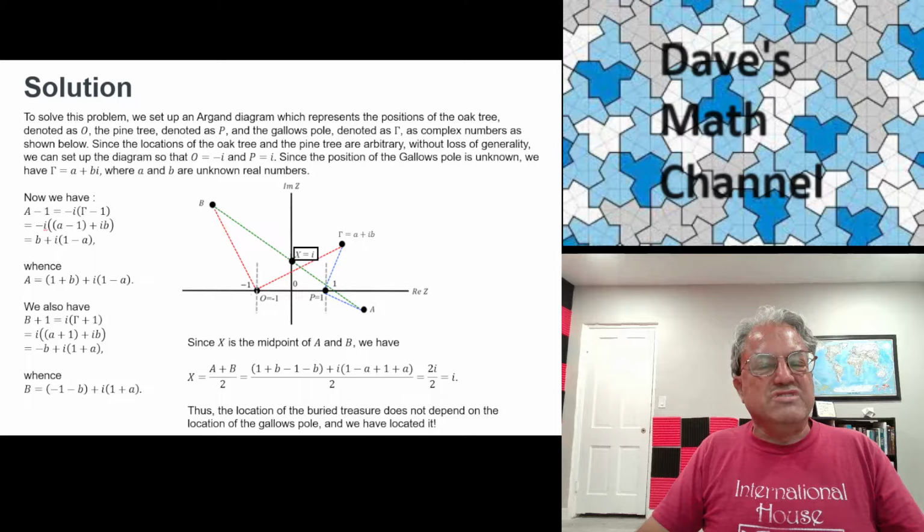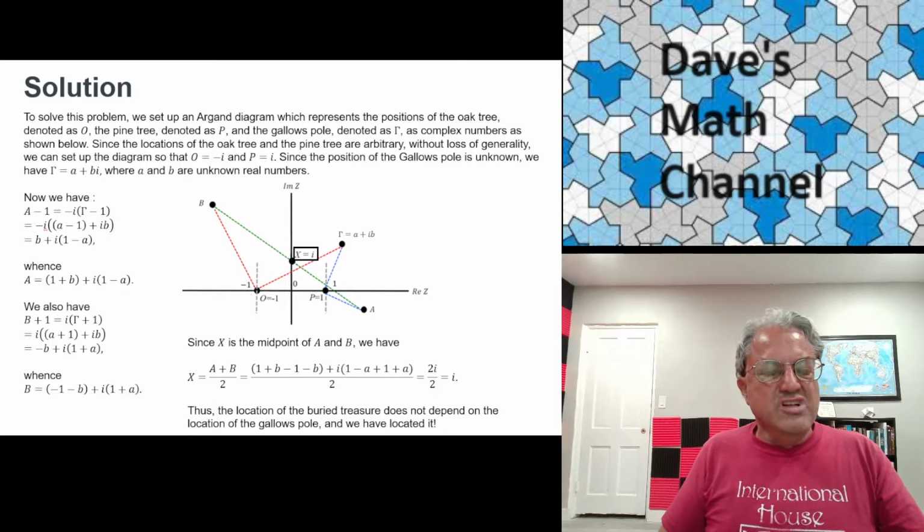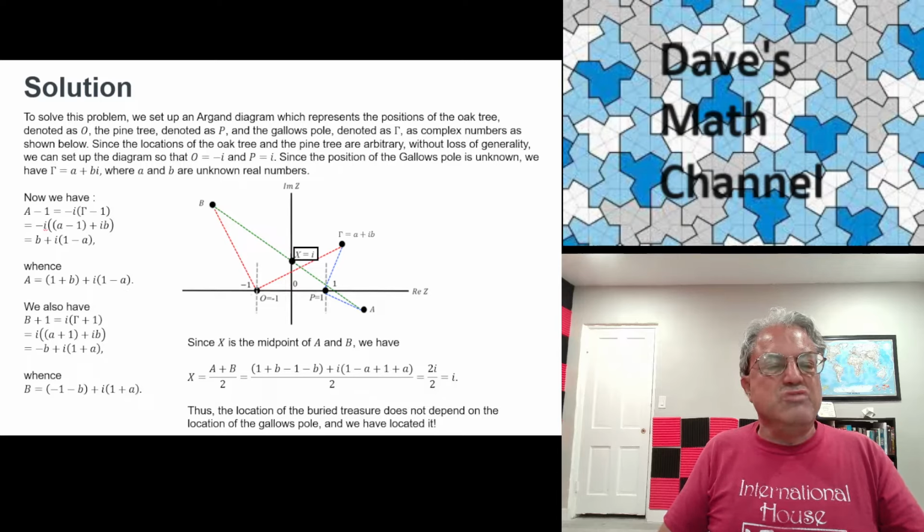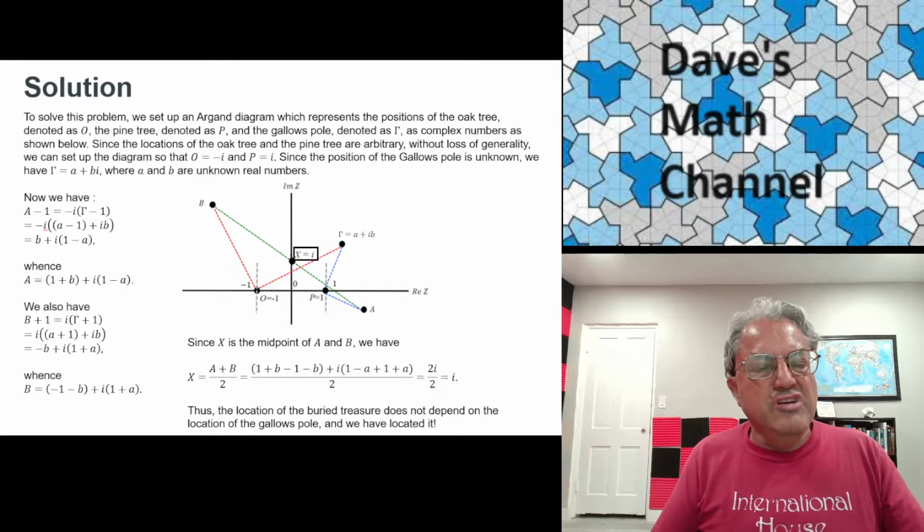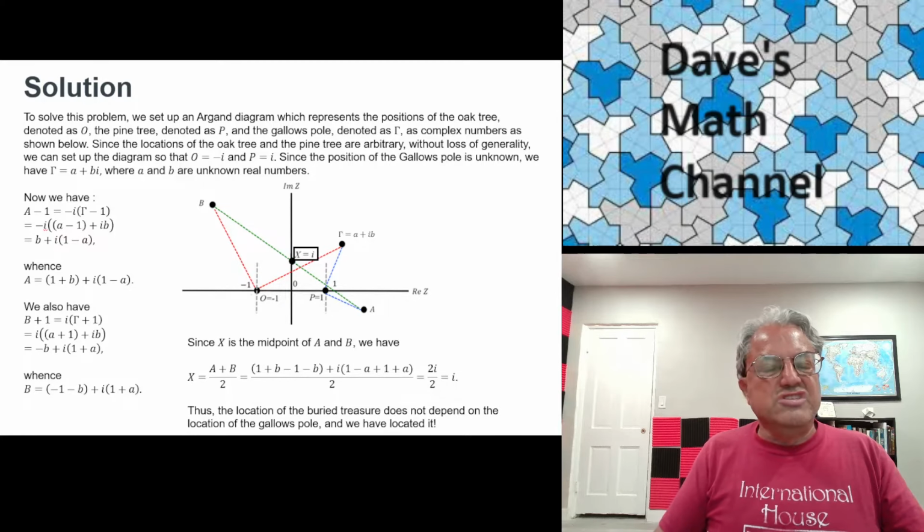So here's the way I'm solving the problem. This is also the way Gamow describes the solution. So you set up what's called an Argand diagram. It's just another word for the complex plane. And you can put the oak tree and the pine tree. Those are just two arbitrary points on this island. So you might as well set them up in a nice way. So we put the oak tree, we call that O in this picture, O equals -1. So we set up the oak tree to be 1 unit to the left of the origin of the Argand diagram. And then similarly, we put the pine tree 1 unit to the right. So O is -1 and P is 1.